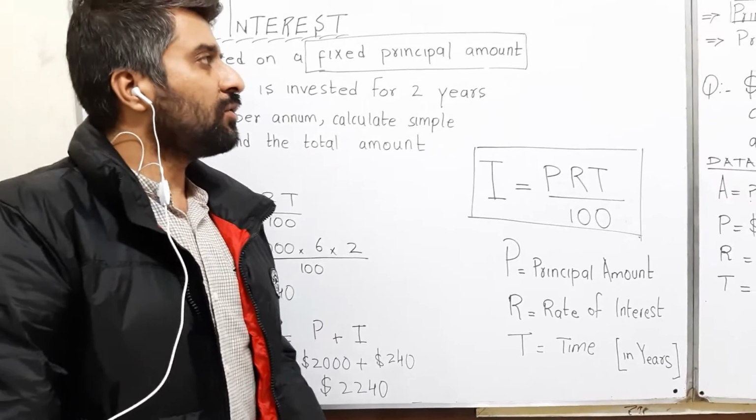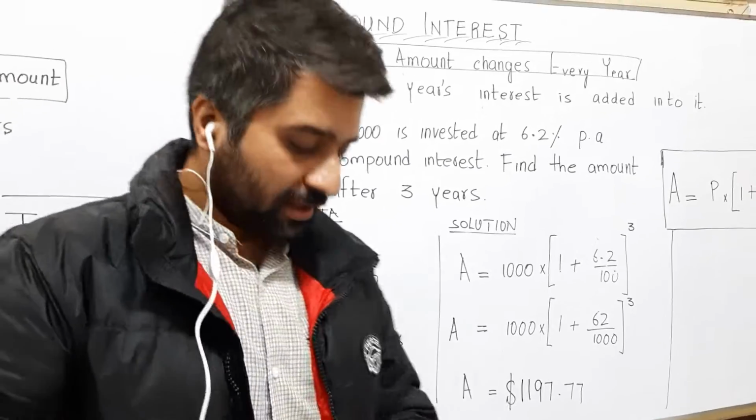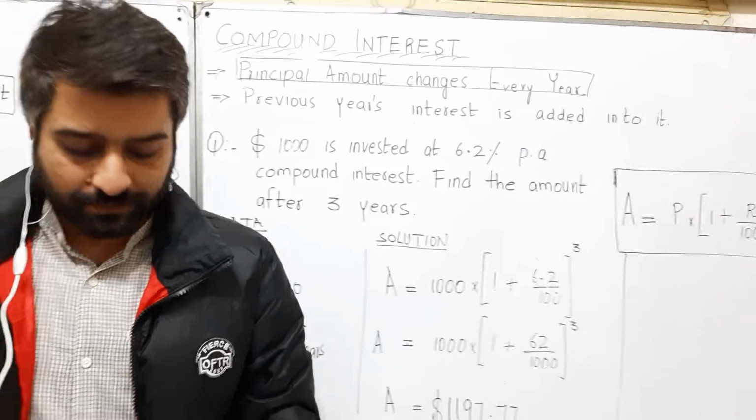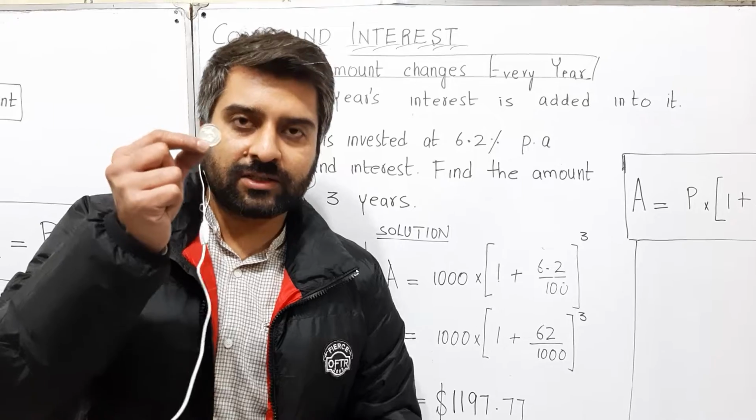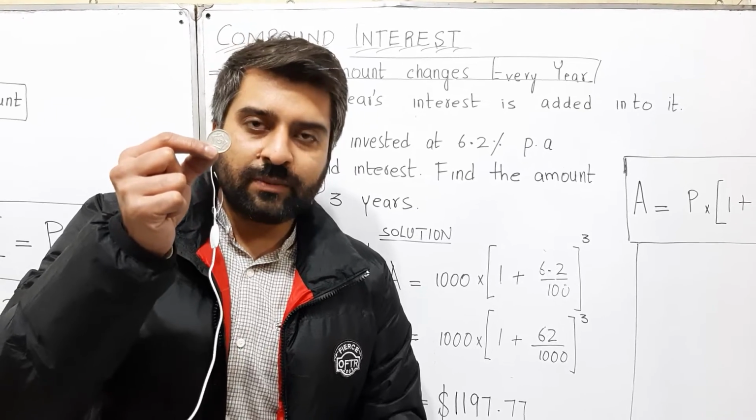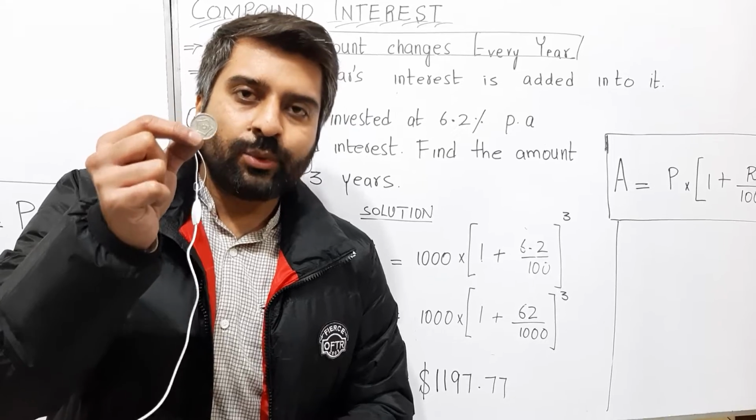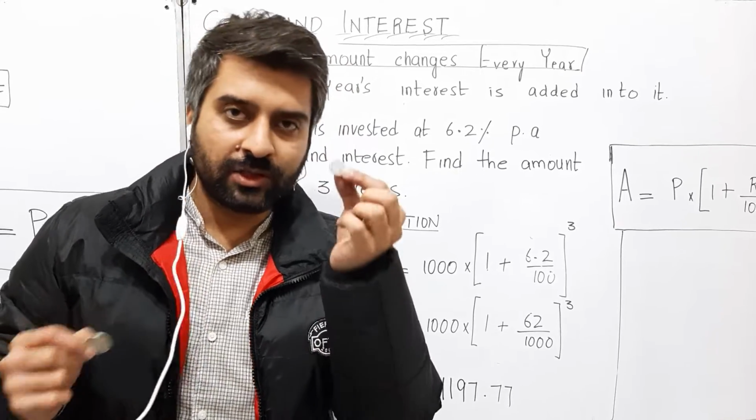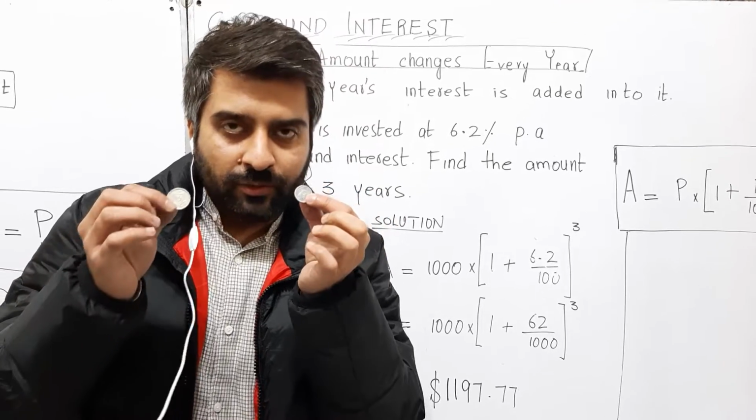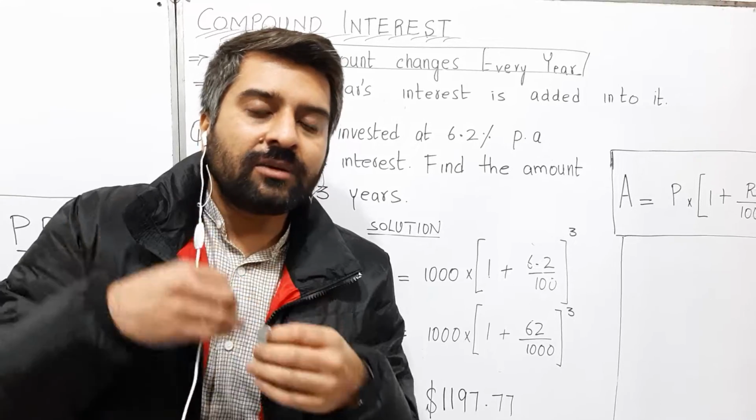Now if we are talking about compound interest, compound interest is different from simple interest. Let's discuss it with the help of an example. We have 5 rupees at the start as a principal investment. After 1 year, I will compute interest, and suppose my interest is 1 rupee. When the second year ends, I will again compute the interest.